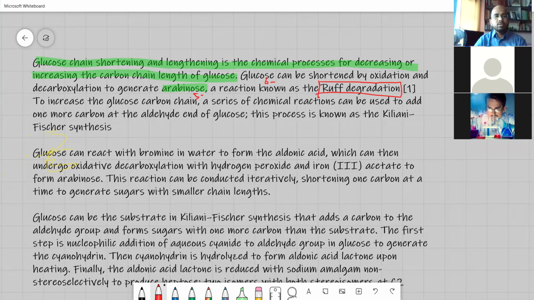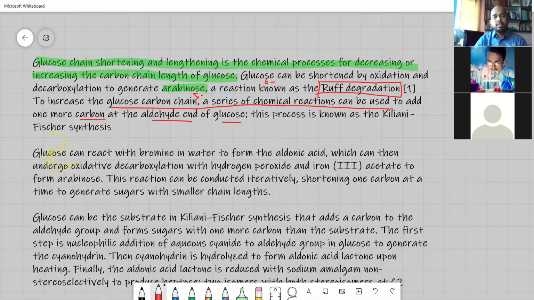To increase the glucose carbon chain, a series of chemical reactions can be used to add one more carbon atom to the aldehyde of glucose, which is known as Killiani-Fischer synthesis. It's known as Killiani-Fischer synthesis.